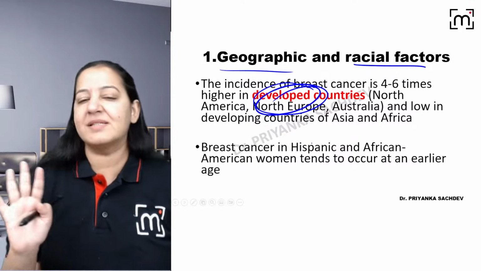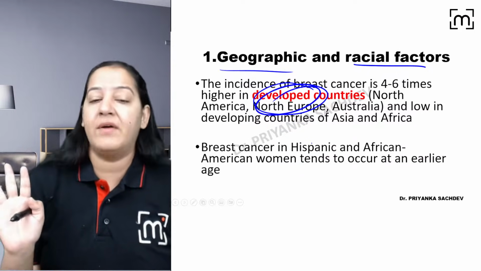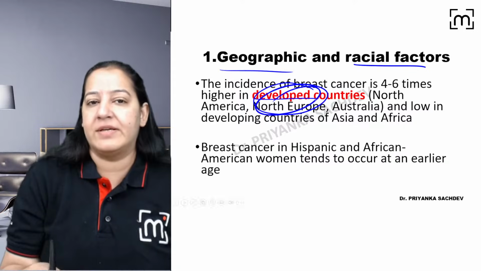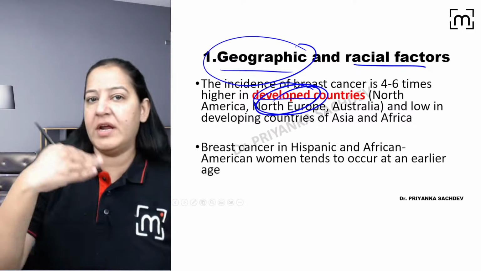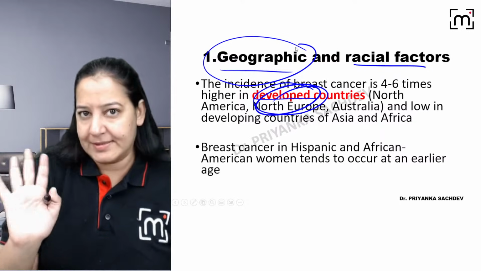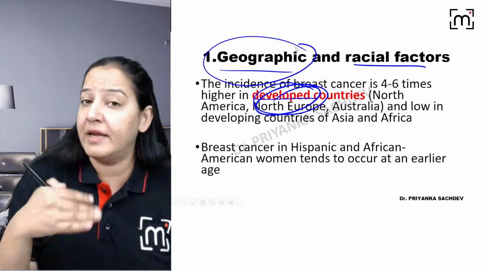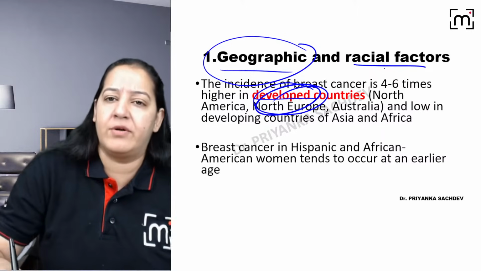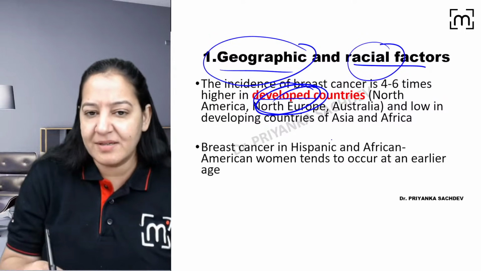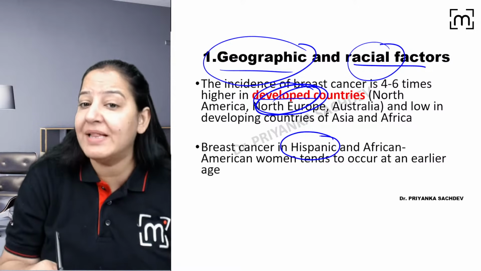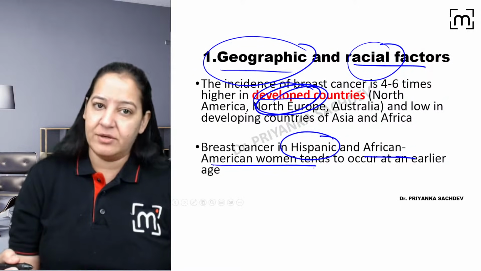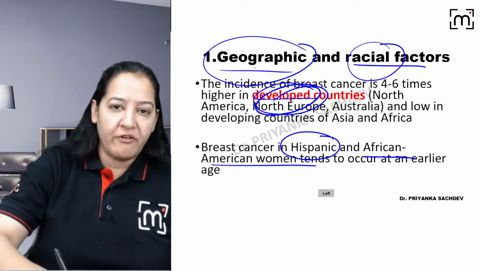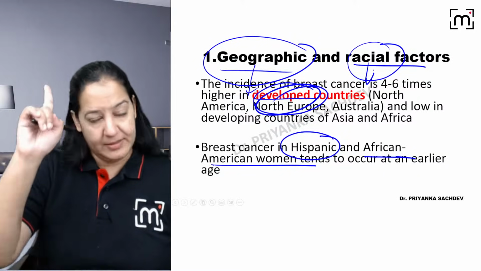So basically breast cancer is the most common cancer in females. Usually it is more common in developed countries. So that is according to the geography, whether the female is in a developing country or a developed country. That is a risk. It is more risk in the developed country, less in the developing country. Racial factors: breast cancer is more common in Hispanic females and African American females. So these are the two, geography and racial. You got it, the number 1.